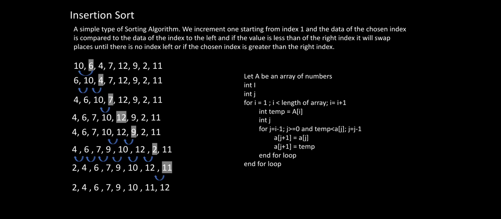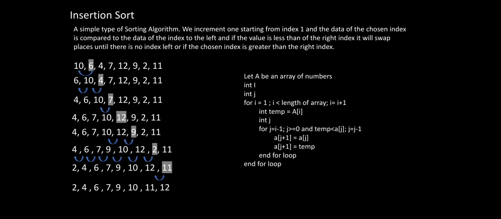So index 2, the value is 4. So ang 4 magsaswap sa 10. So 4 is less than 10, so swap sila. And 4 is less than 6, so magsaswap. So ang first index value natin is 4. So we increment another one. Ayan pala, this is the pseudocode for the insertion sort.